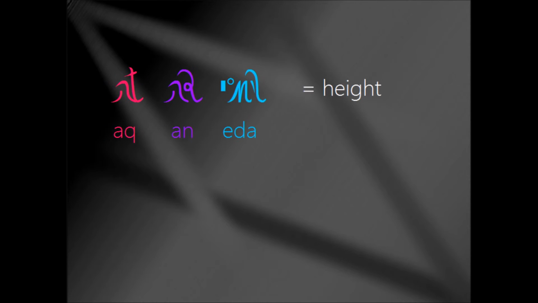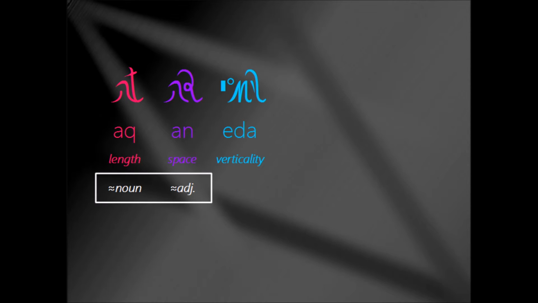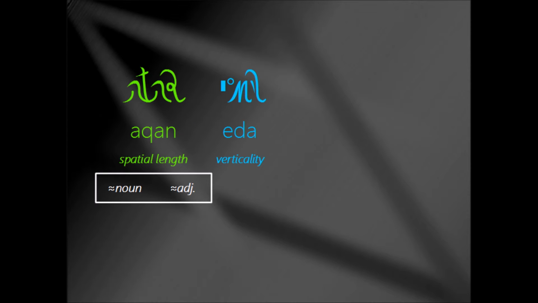In video 15 then, we initially didn't say a lot of new things. We went back to analyzing the order of root words more in depth. For example, the word ak an eda consists of 3 words and it means height. Ak means length, an means space, and eda means the second axis, which we'd previously identified as being the axis of verticality. If you look at the first 2 words, you can see the first one as a noun and the second one as its adjective. So akan means spatial length or simply distance.